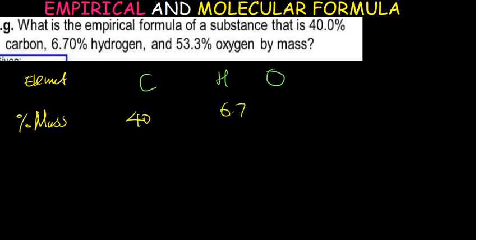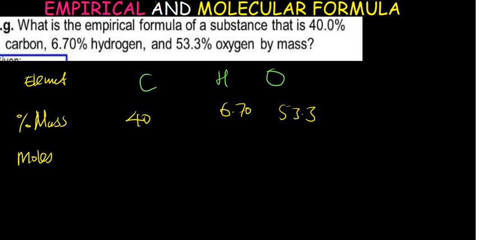Let's consider this one. What is the empirical formula of a substance that is 40% carbon, 6.70% hydrogen, and 53.3% oxygen by mass? So this one is just direct. We'll put the elements, carbon, hydrogen, oxygen, and then we are going to put the percentage mass. For carbon, we can see that is 40, hydrogen is 6.70, oxygen is 53.3, and then we'll find the number of moles. The number of moles is simply mass over molar mass.